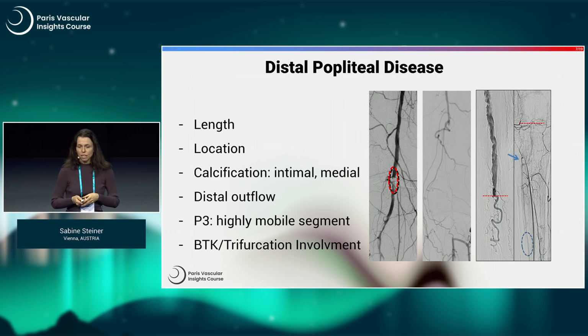And the presentation of the disease can have a lot of heterogeneity with respect to lesion length, location, calcification, distal outflow. Of course, I think that's the main part of this talk: what about the P3 segment as the highly mobile segment? And of course, what about BTK trifurcation involvement?